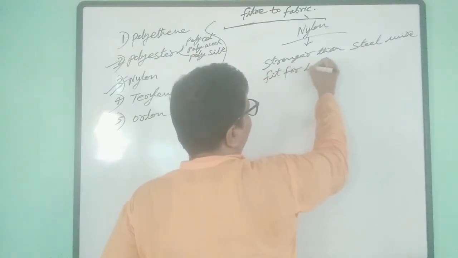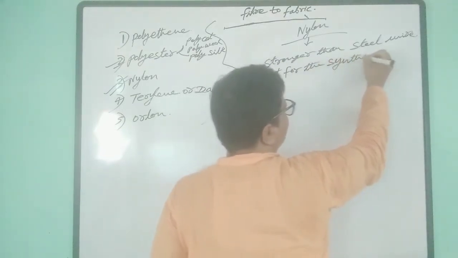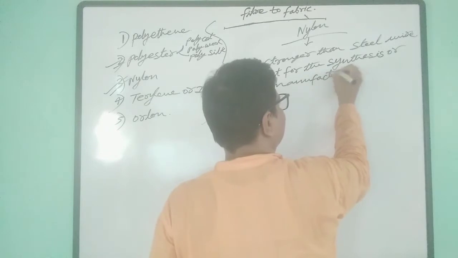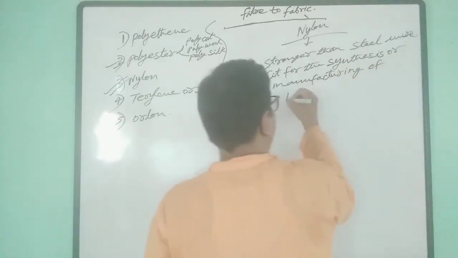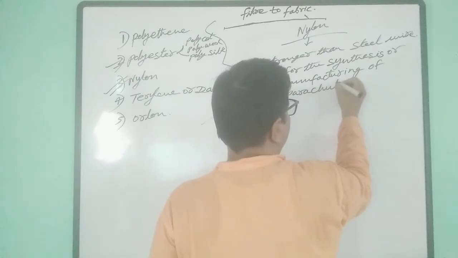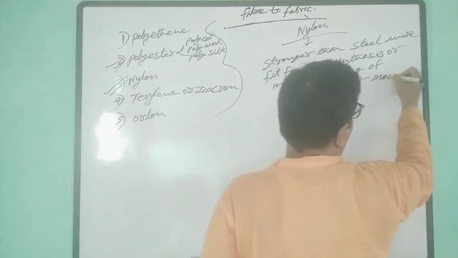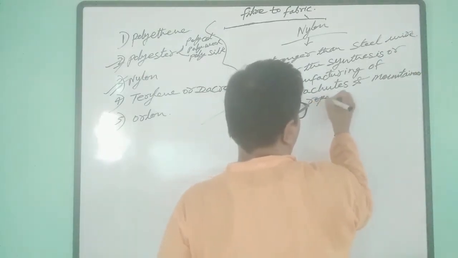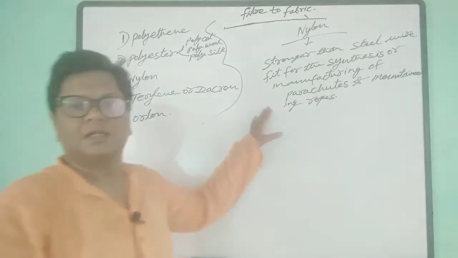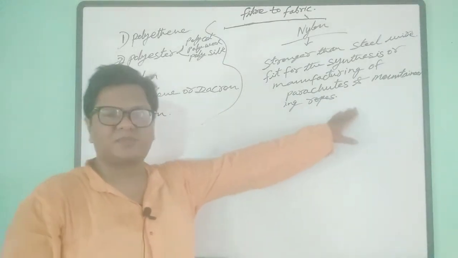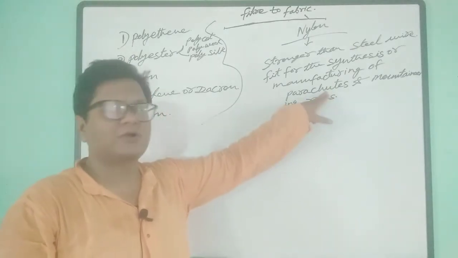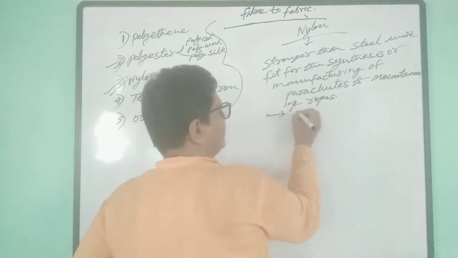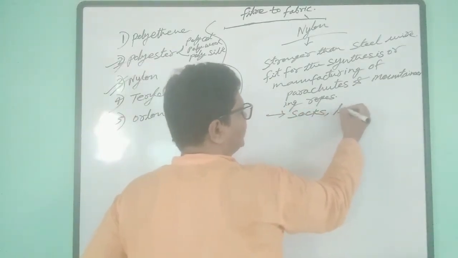Fit for the synthesis or manufacturing of parachutes and mountaineering ropes. Okay, nylon fibers are used for the synthesis of mountaineering ropes, also for the synthesis of parachutes. It is also used for the synthesis of socks, toothpaste, toothbrush.